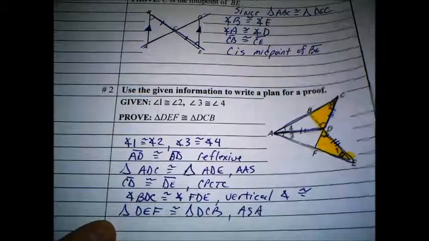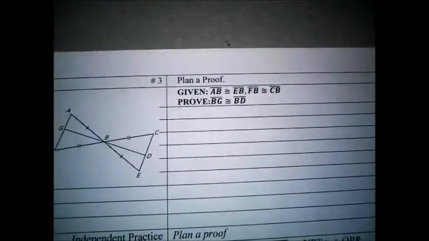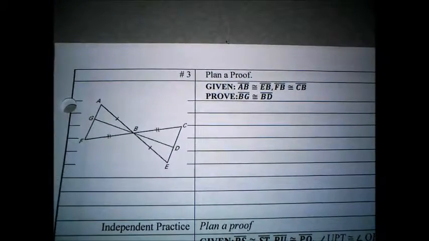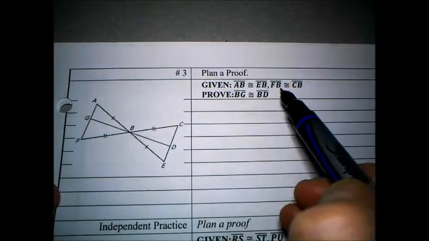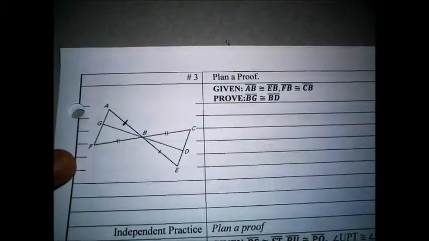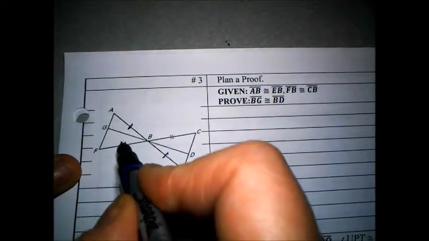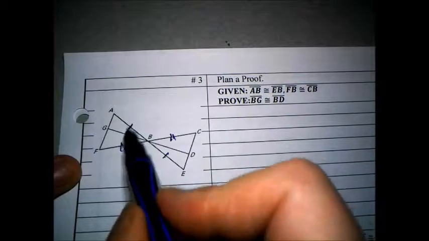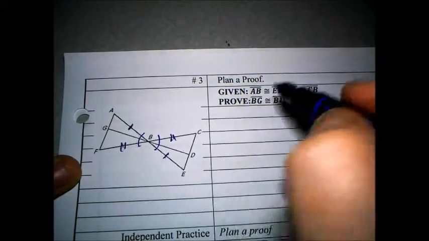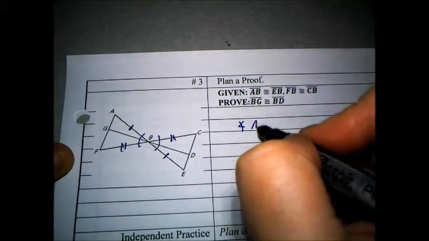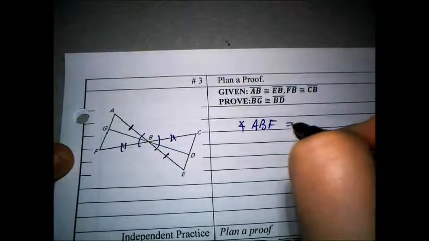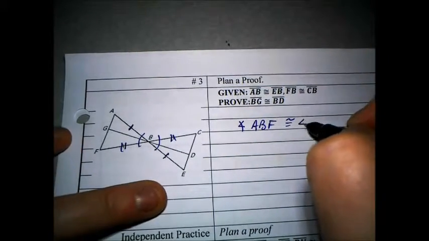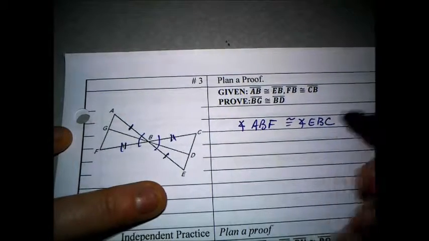On number 3, it's once again just trying to prove the plan that you can actually see. You are given two pieces being congruent, which they have marked in their picture over here, and that's what's in our given. I have to come up with another piece, so I'm going to say that angle ABF is congruent to angle EBC, and I'm going to justify that by saying that these are vertical angles congruent.